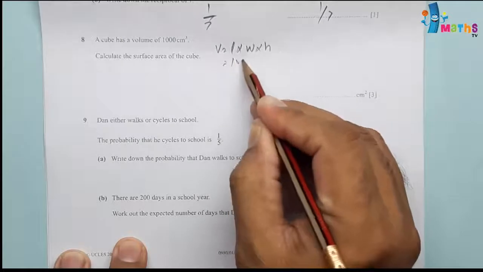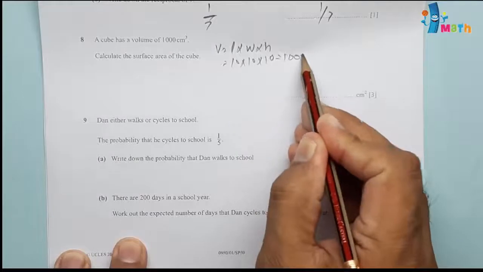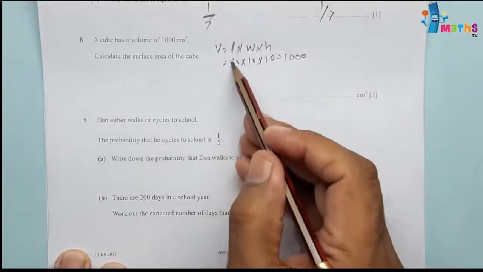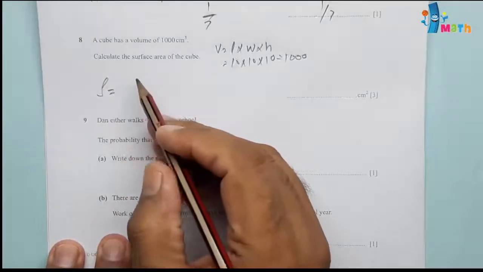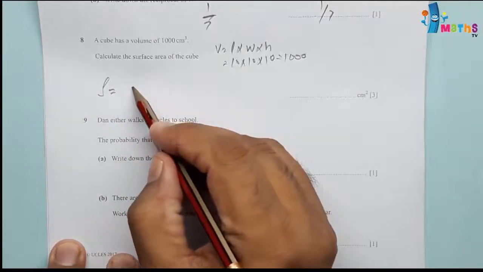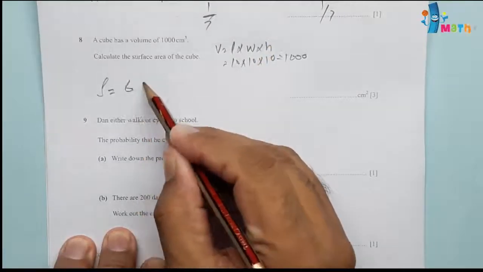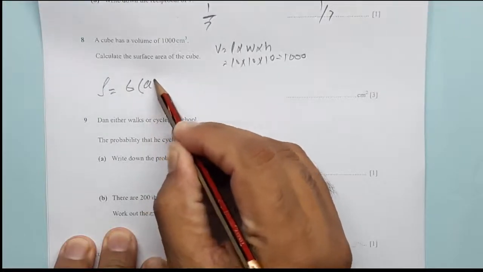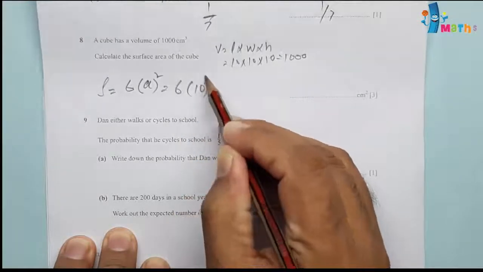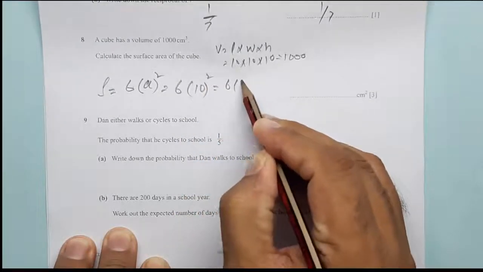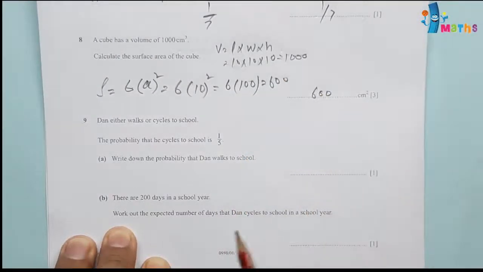So this will be 10 into 10 into 10. So each side will be 10. So that's why volume is 1000. So one side is 10. So surface area of a cube, and we know surface area is equal to 6 into length of a side square. So if side is 10, so 6 into 10 square, this will be equal to 6 into 100, which is equal to 600. So answer will be 600.